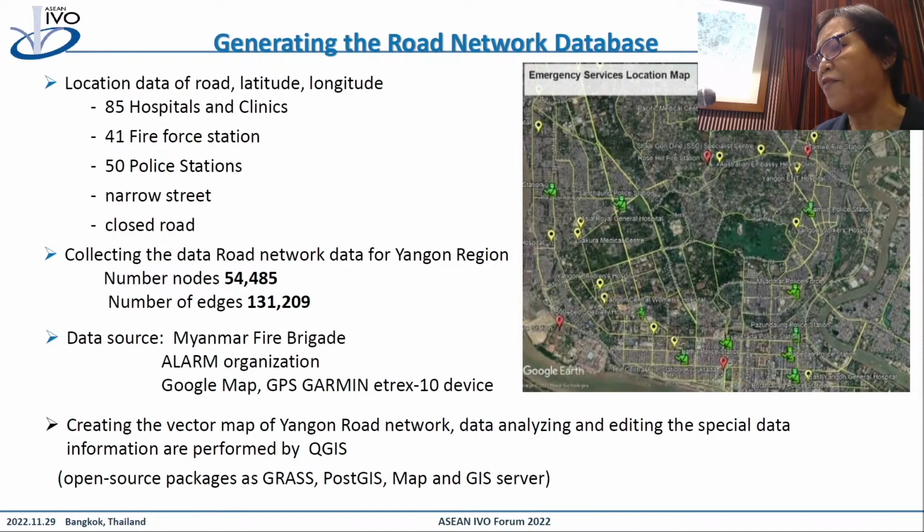So, to create a better map of the Yangon road network data, analyzing and adding the spatial data information are performed by GIS. Open source GIS packages, PostGIS, and a map and GIS server are applied for this data collection.